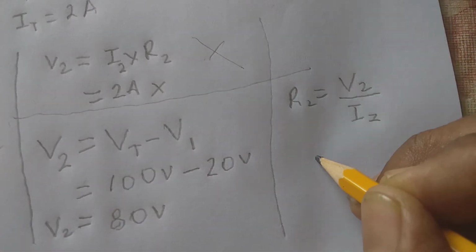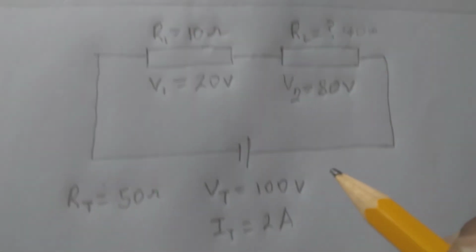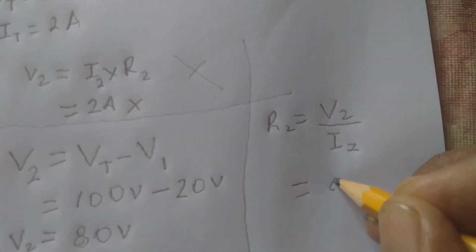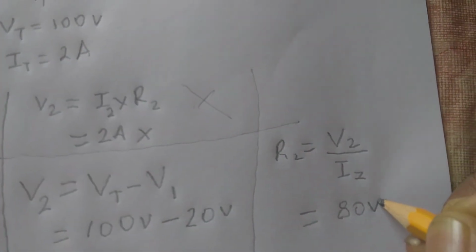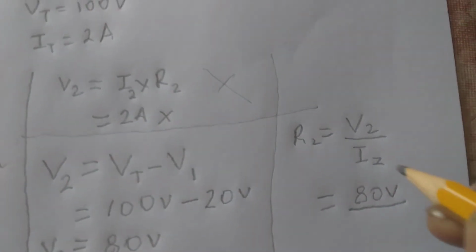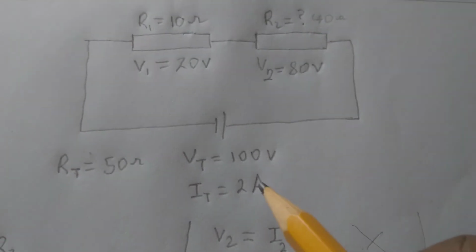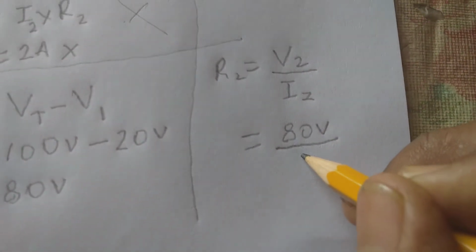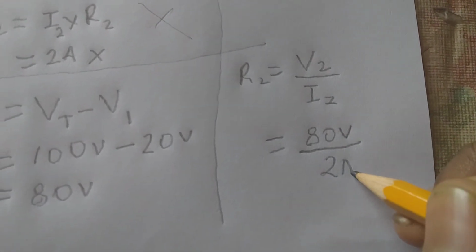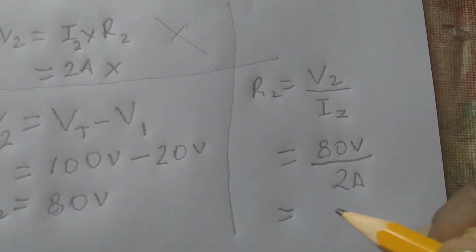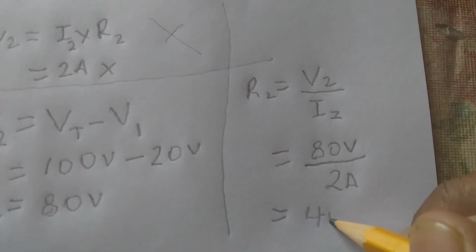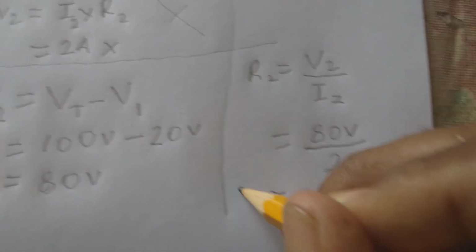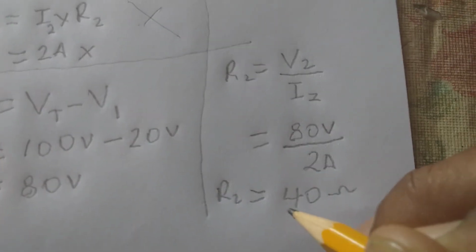Alright, so this is equal to, V2, let us go back to the diagram. V2 is equal to 80 volts, divided by I2, and we remember that the current is constant in the entire circuit, so we use back the IT, which is 2 amperes. So 80 divided by 2 is equal to 40 ohms. So R2 is equal to 40 ohms.